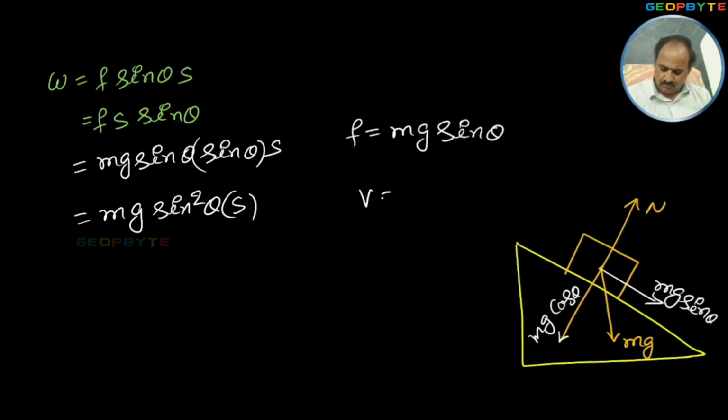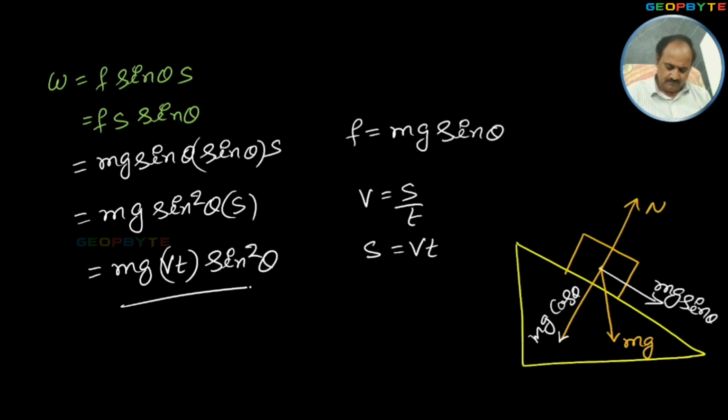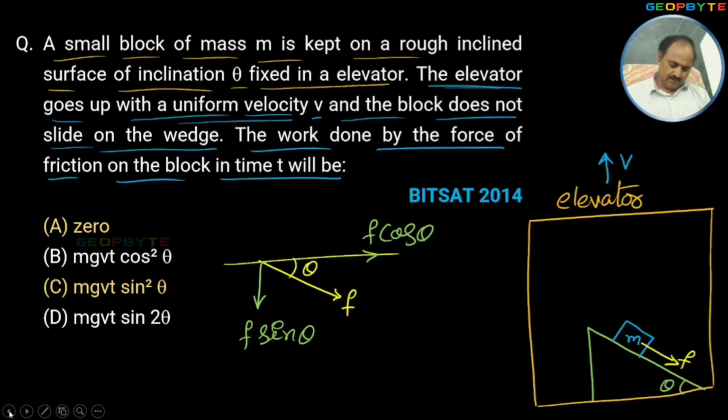But as you know, V equal to S by T. From this S equal to V T. It is equal to mg into Vt in the place of S into sin square theta. That is the work. Look at the options. mg Vt sin square theta. Option C is absolutely correct. Understood clearly? I am trying to explain each and every point at your understanding level. Okay? Yes. Similarly, let us take the another important problem.